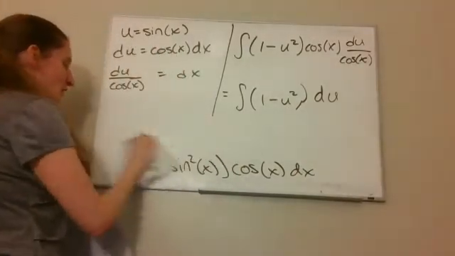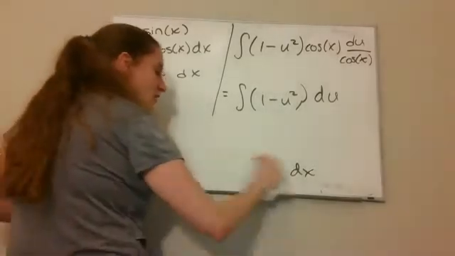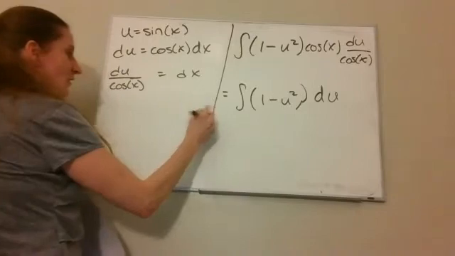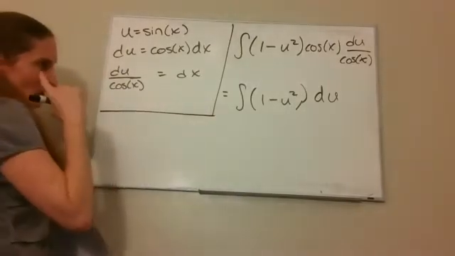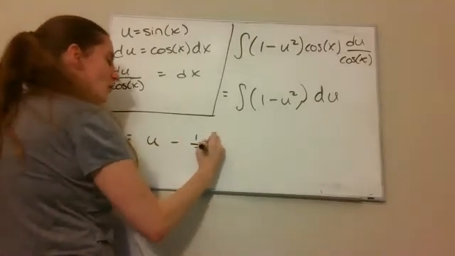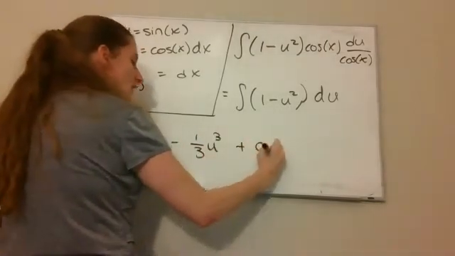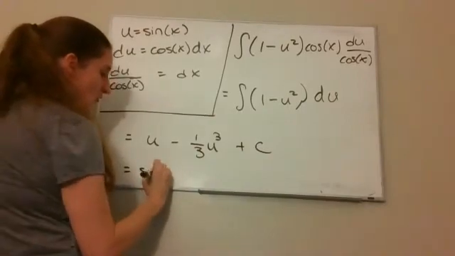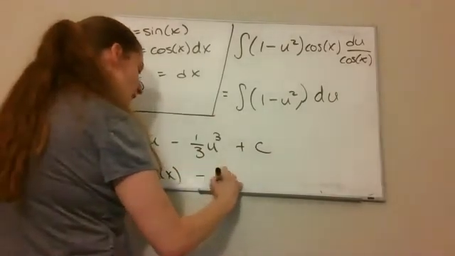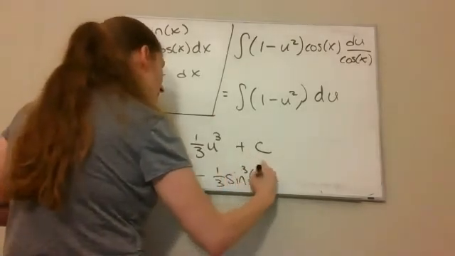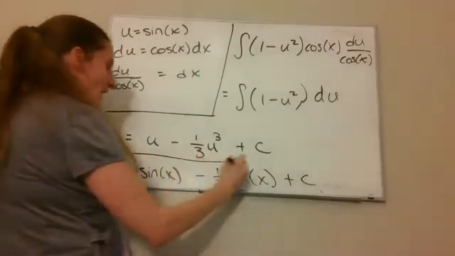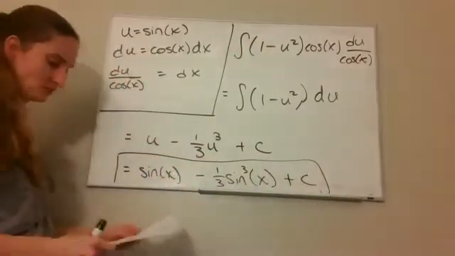Now this one we can do just by using our power rule. So even though the integral was complicated at the beginning, using a trig identity allowed us to just rewrite it using our u substitution. The antiderivative of this is u minus 1/3 u to the third. And then I just have to plug my u back in. And I get sine of x minus 1/3 sine to the third power plus our constant as my antiderivative.